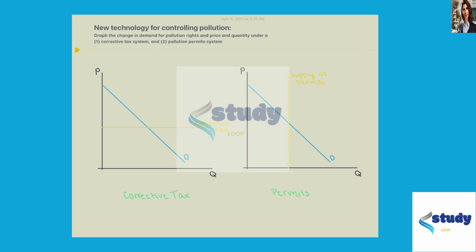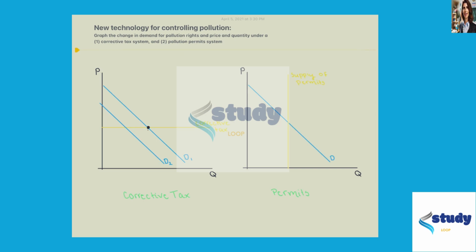So let's start with this corrective tax side, this first graph here. Let's figure out what this effect on the demand for pollution rights would be. So suppose that this new technology comes out. What we're going to see as a result is a decrease in the demand for these pollution rights. So we're going to see our demand curve shift downward like this. We'll make that D2.